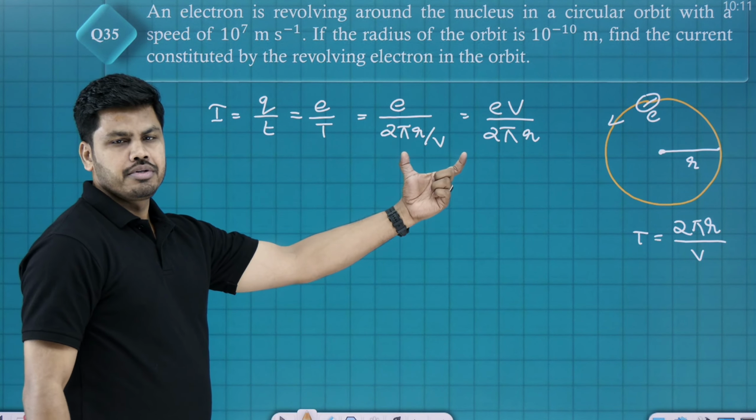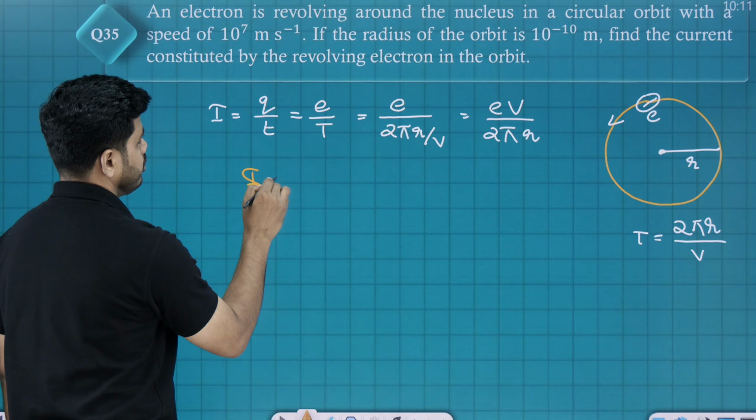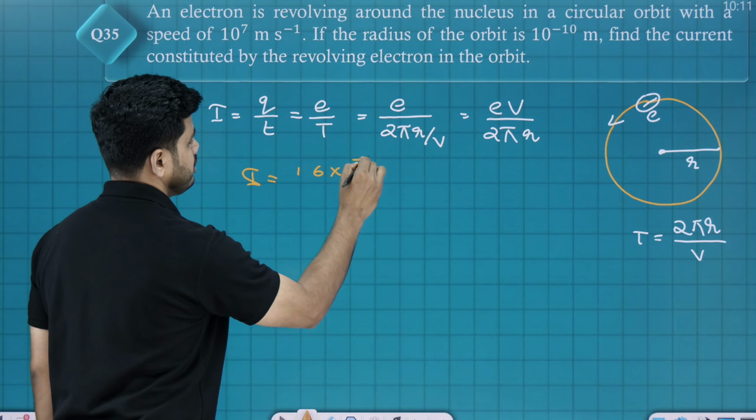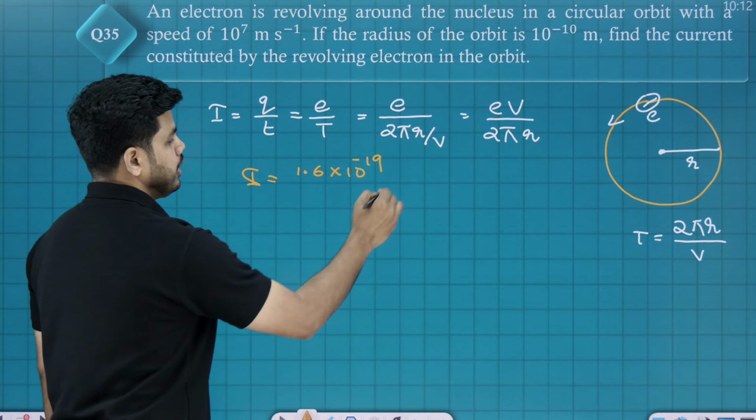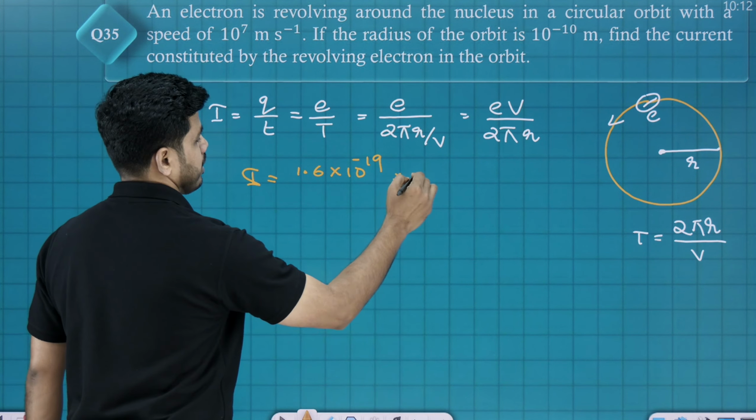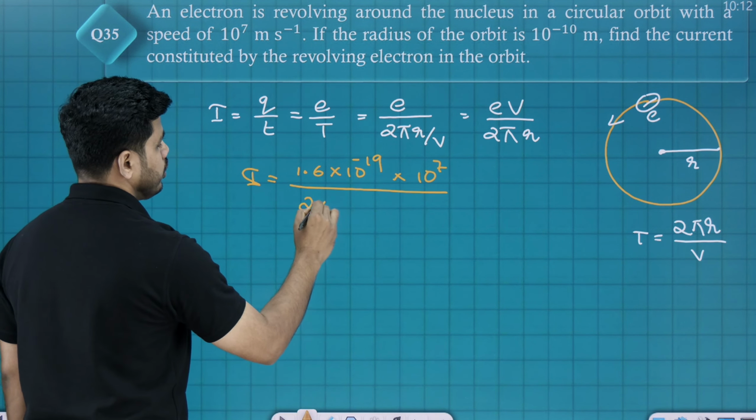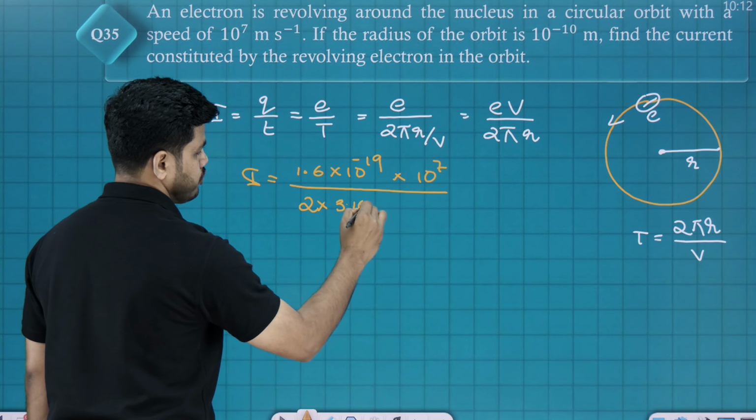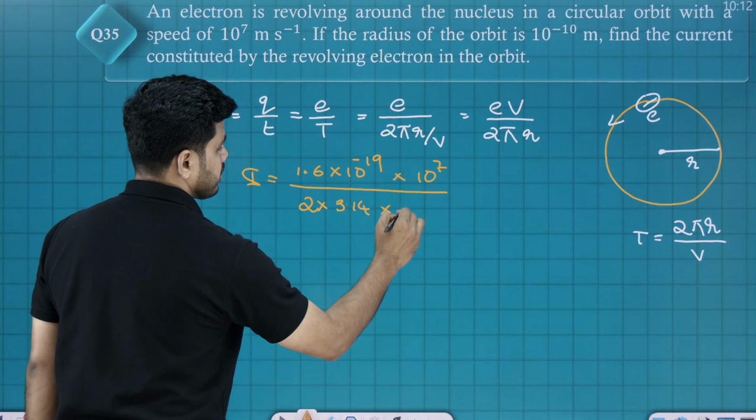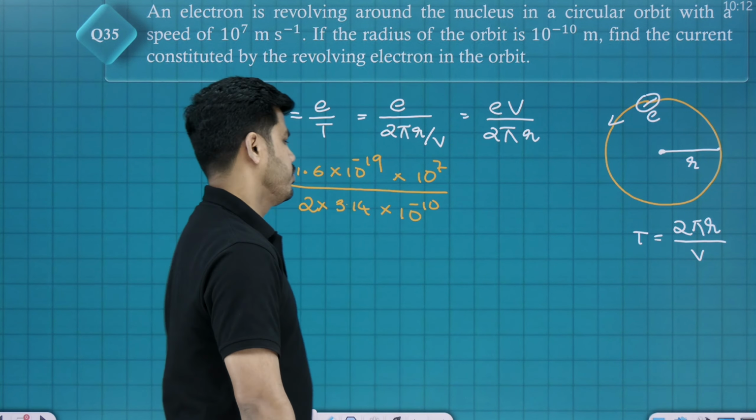And you're given all the values here. Just substitute and simplify. I is going to be equal to E, which is 1.6 into 10 raised to minus 19 coulomb, the charge of electron, into the speed of revolution, which is given as 10 raised to 7 meter per second, divided by 2 into 22 by 7 or 3.14 into R. What is R? The radius of the orbit is 10 raised to minus 10, 1 angstrom, the value given.